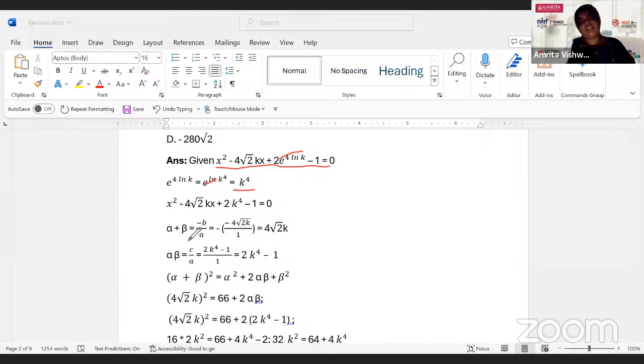Now I need to find alpha plus beta. Alpha plus beta is minus b by a. That is minus of minus 4 root 2 k by a, which becomes 4 root 2 k, since a is 1.